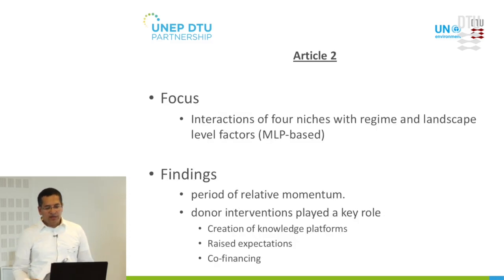Within the second article of this thesis, we have used the MLP to study how donor interventions influence the development of 4 niches of relevance to the Tunisian cement sector. Those niches comprise an energy efficiency niche, a wind energy niche, a refuse-derived fuel niche, and an olive pomace niche. We have then constructed a narrative on the interactions of those niches with landscape and regime factors.